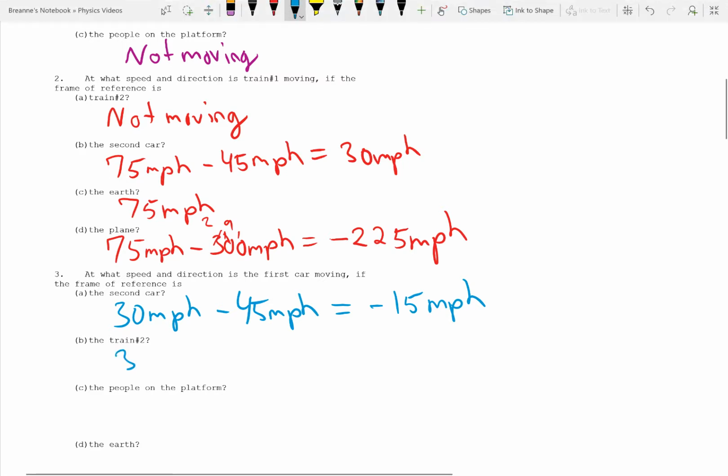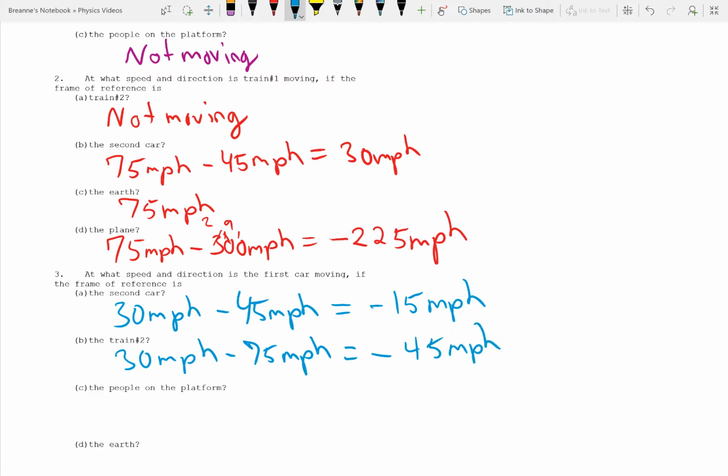Train 2, again, you do the 30 minus what the train is, and you keep going that direction. So again, this one's going to seem like the car is moving a whole lot slower, and you end up getting 45 miles per hour. The people on the platform aren't moving, so it seems like the car is just going at 30 miles per hour.